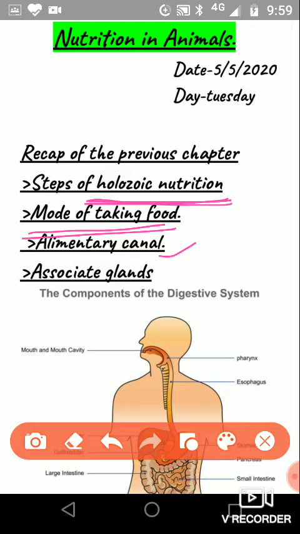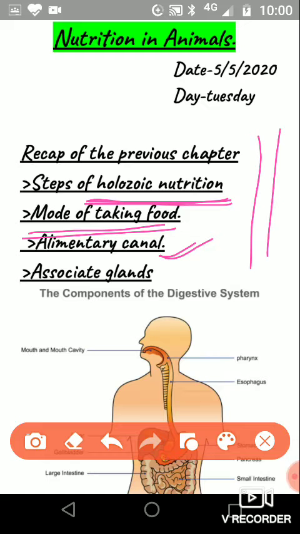Then we learned about the alimentary canal, which runs from the mouth to the anus. It is a very important part, a long tube-like structure. And then we learned about associated glands. These are the glands which are part of the digestive system but not part of the alimentary canal. They help from outside the alimentary canal, like the salivary gland, pancreas and liver. They secrete certain juices that help in digestion.